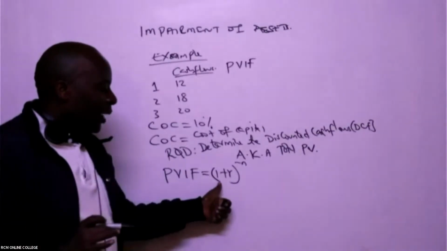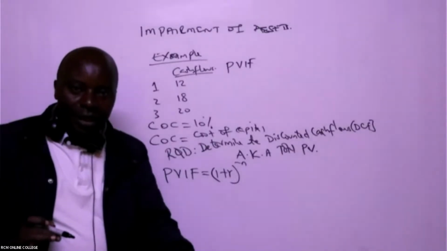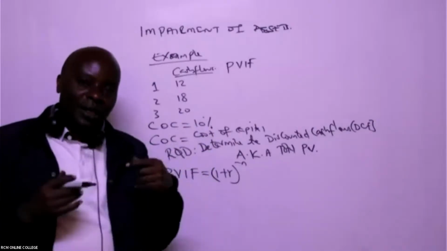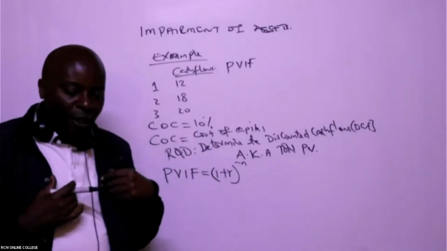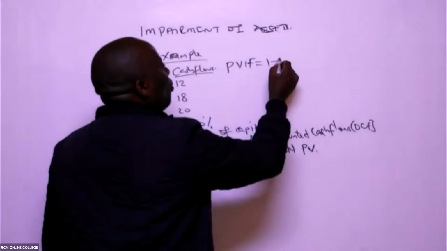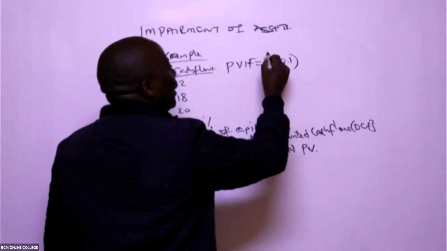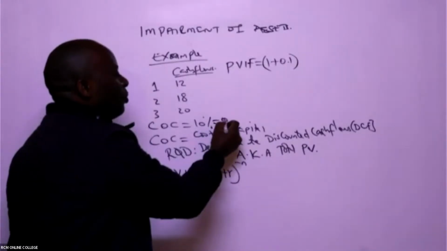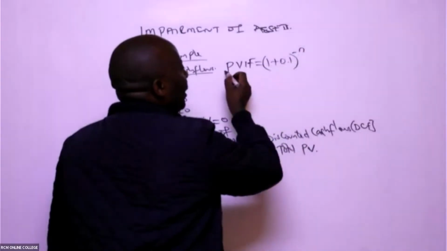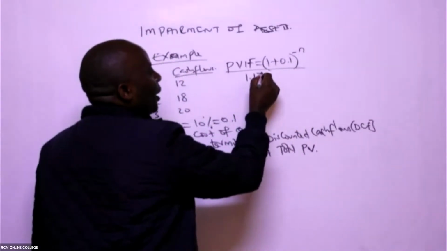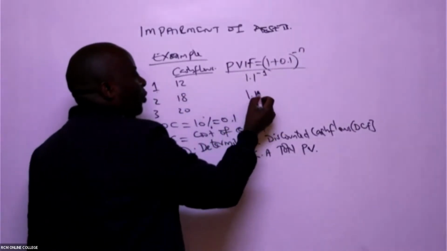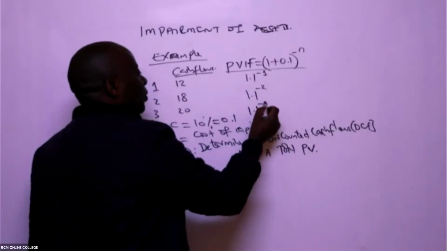What is our R? Our R is the required return, which to us as a company is the cost of capital. So it will be 1 plus R, where R is 10%, the same as 0.1, raised to negative N. Meaning the first one will be 1.1 raised to negative 1, N being the year, the time period. The second will be 1.1 raised to negative 2, and the third 1.1 raised to negative 3.